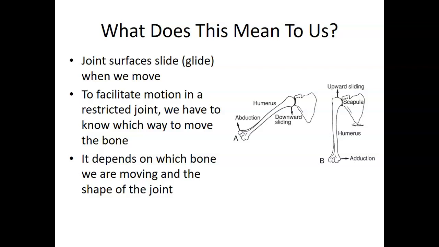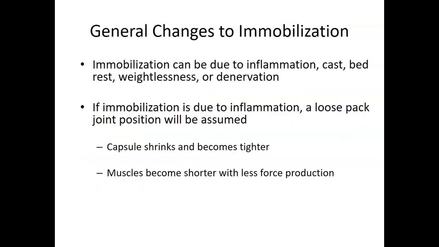We can facilitate motion in a resisted joint, but we have to know which way to move the bone. Otherwise, we're just jamming it up more or not making the person better. So we have to understand the anatomy of the joint that we're working with, and we have to understand the surfaces, the ones that we're moving and the ones that we're fixing. So the shape of the joint matters.